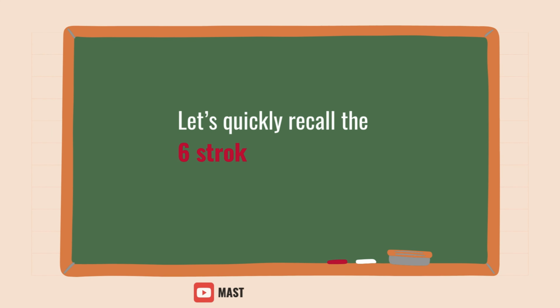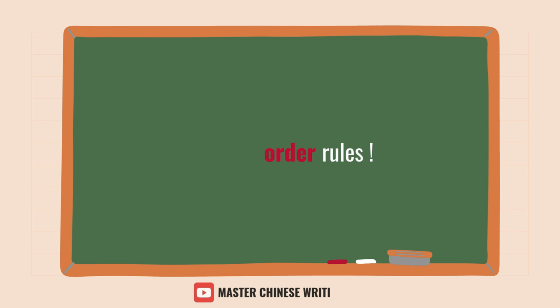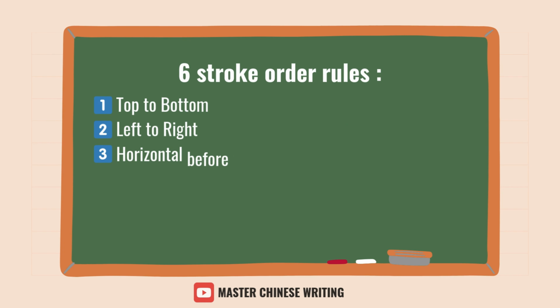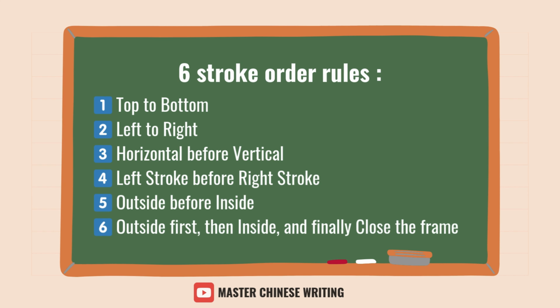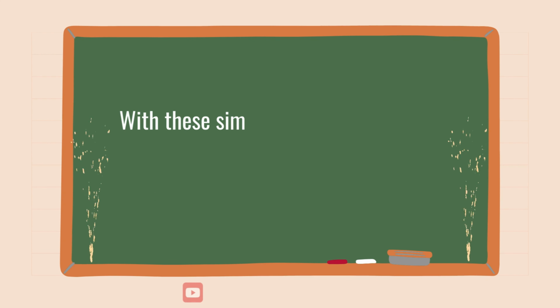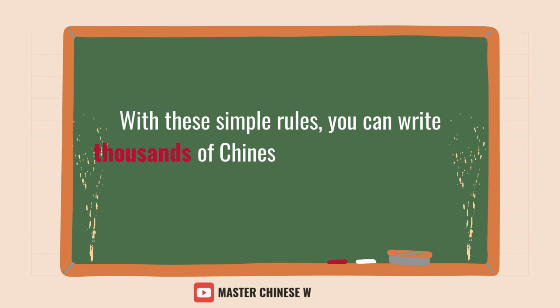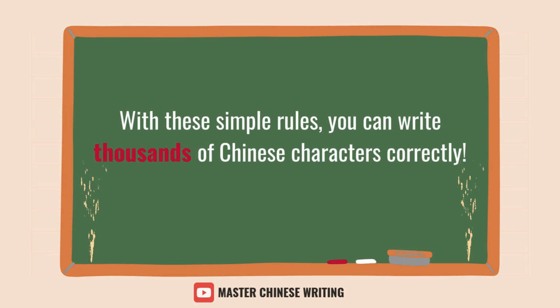Let's quickly recall the 6 stroke order rules. 1. Top to bottom. 2. Left to right. 3. Horizontal before vertical. 4. Left stroke before right stroke. 5. Outside before inside. 6. Outside first, then inside, and finally close the frame. With these simple rules, you can write thousands of Chinese characters correctly.